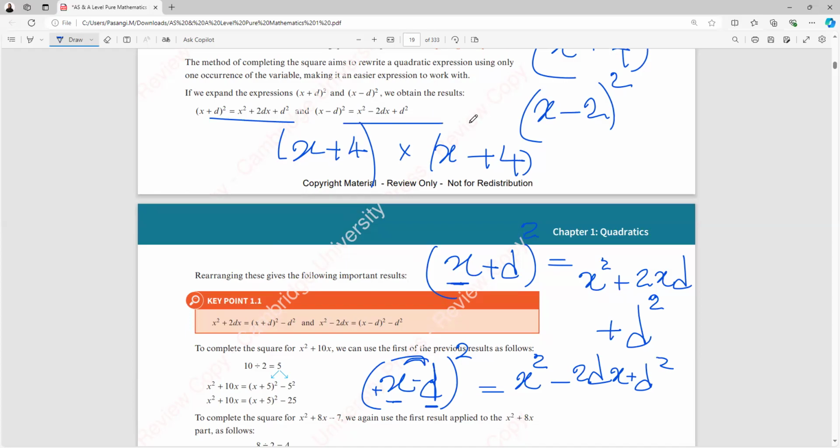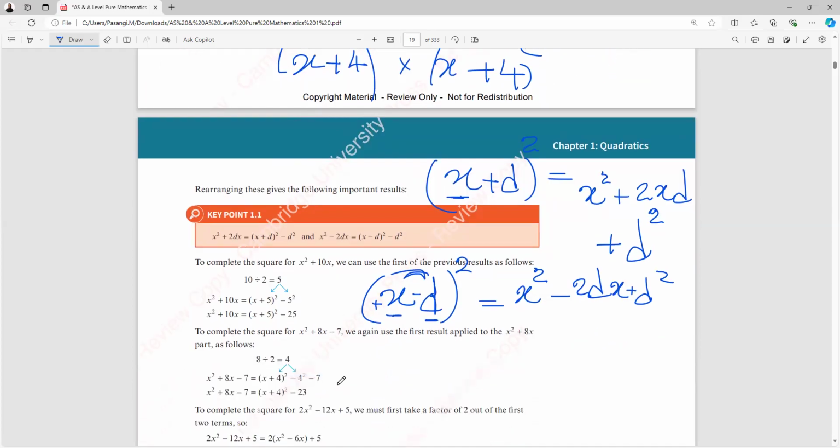Now, if they gave us an expression like x squared plus 10x, how are we going to make it a complete square? You can see the middle term has been doubled, so we have to take x from this. Here we have plus 10x, so we have to consider half of it, that is plus 5. And then we need to square it.